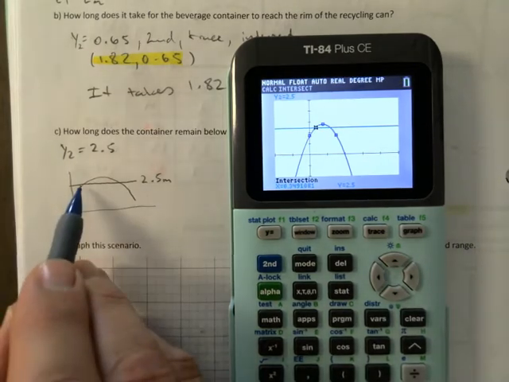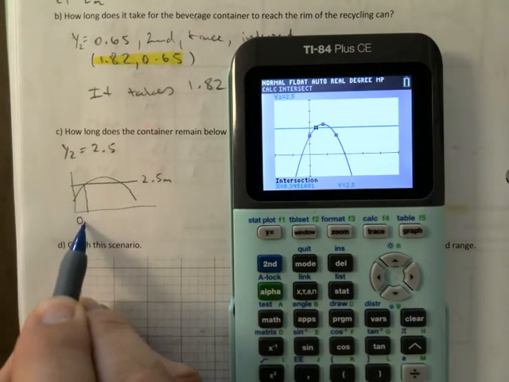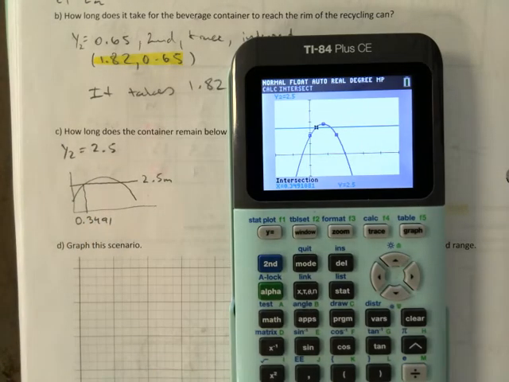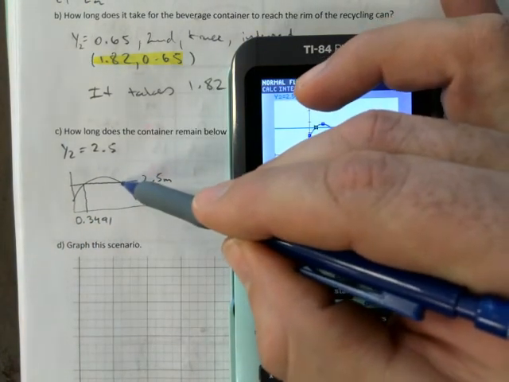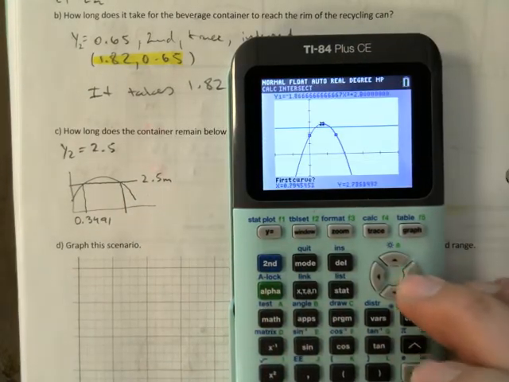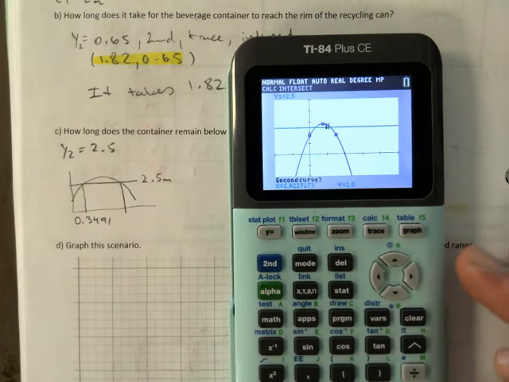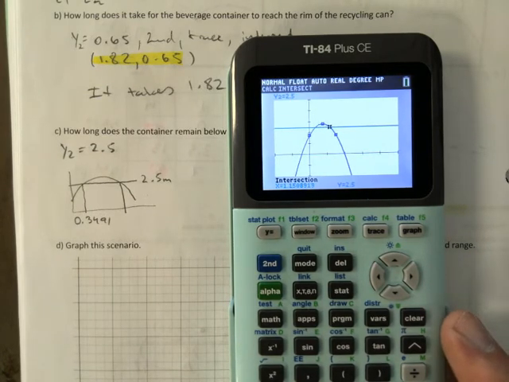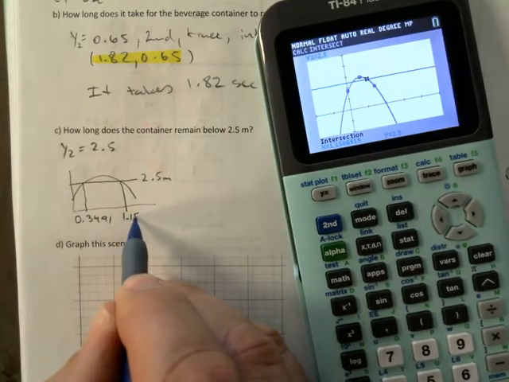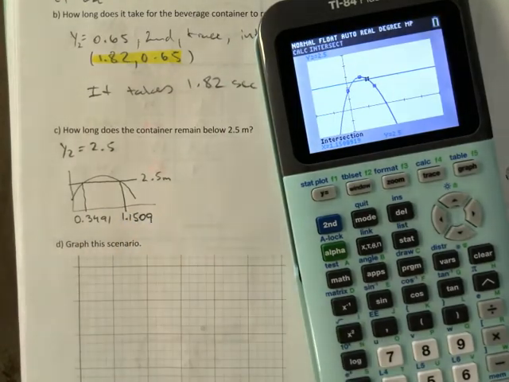So that's 0.3491, four decimals, because you know you're going to have to subtract them. And this one right here, I should have that handy, right? 1.1509. 1.1509 rounded to four decimals.